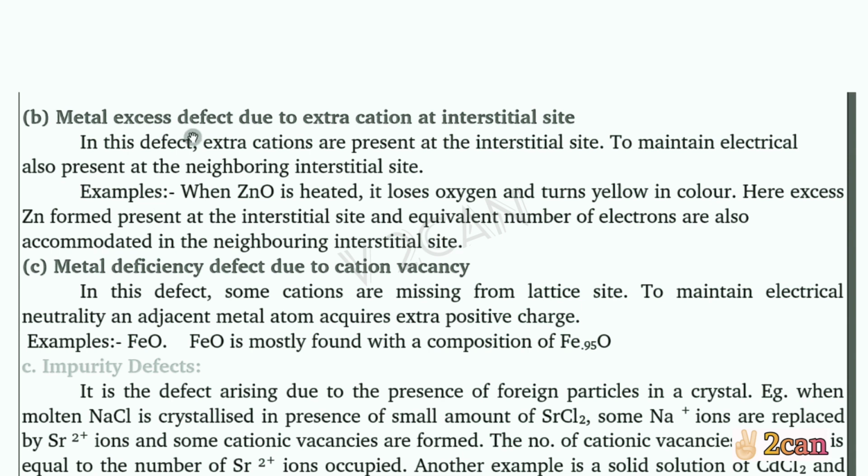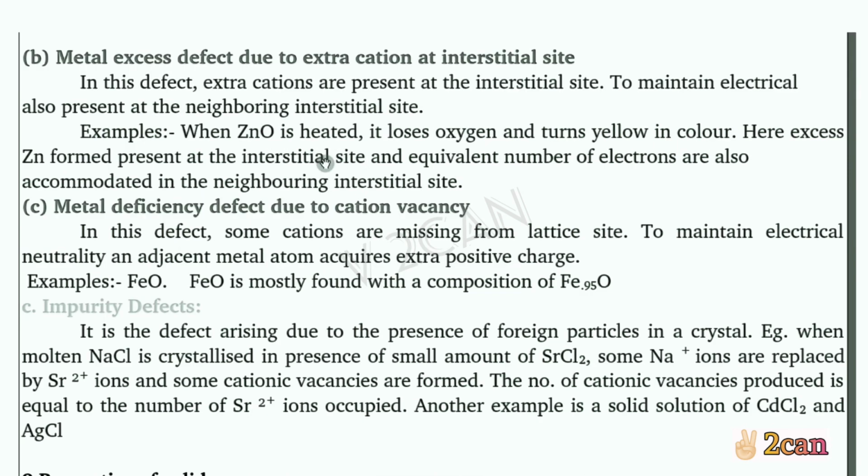Next is metal excess defect due to extra cation at interstitial site. In this defect, extra cations are present at the interstitial site. To maintain electrical neutrality, electrons are also present at the neighboring interstitial site. Example: when ZnO is heated, it loses oxygen and turns yellow in color. Here, excess Zn is present at the interstitial site and an equivalent number of electrons are also accommodated in the neighboring interstitial site.